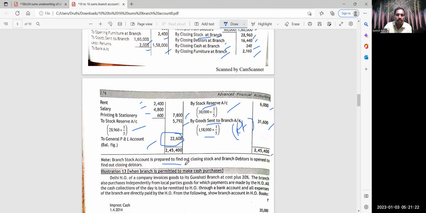So branch stock account is prepared to find closing stock, and branch debtors account is opened to find out closing debtors.